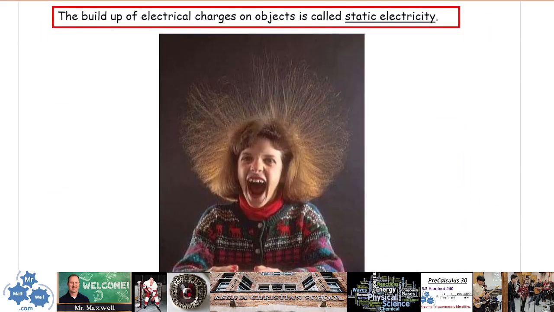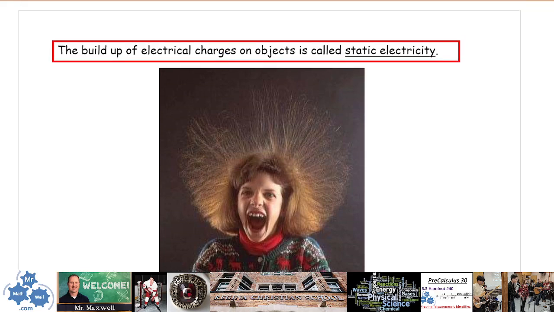So I showed you this picture yesterday in class. The buildup of electrical charges on an object is called static electricity. This girl looks like she's having a good time. And of course she is touching a Van de Graaff generator. We had one of those in class yesterday. We had a little fun with that. And of course the buildup of charge is called static electricity.